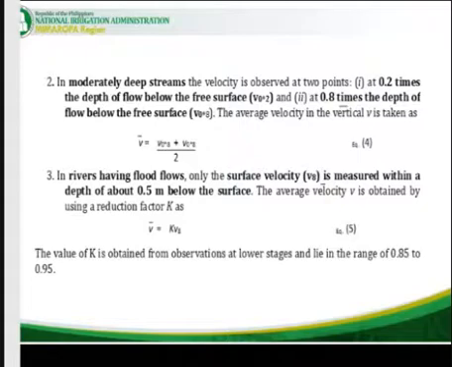In rivers having flood flows, only the surface velocity Vs is measured within a depth of about 0.5 meter below the surface. The average velocity V bar is obtained by using a reduction factor k as V bar is equal to k Vs. The value of k is obtained from observations at the lower stages and lies in the range of 0.85 to 0.95.